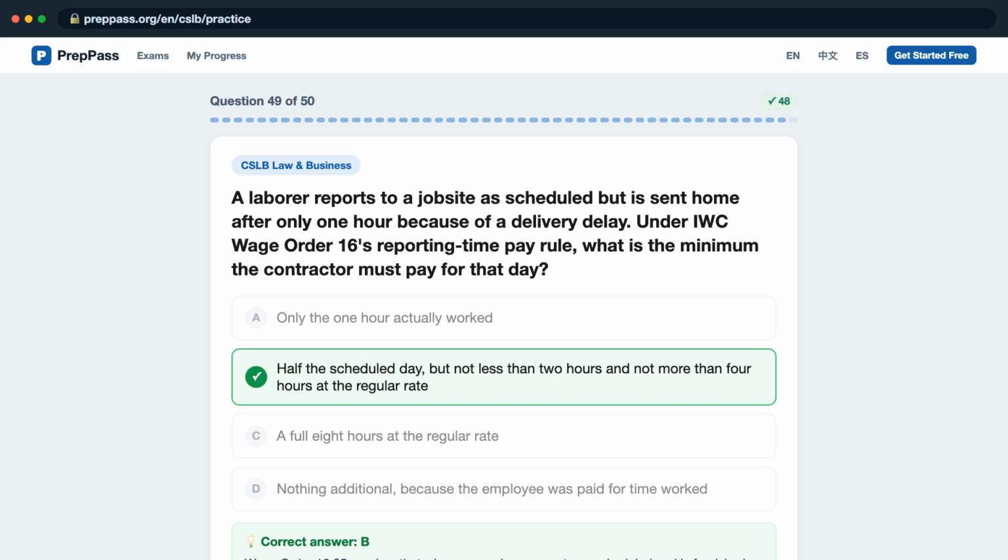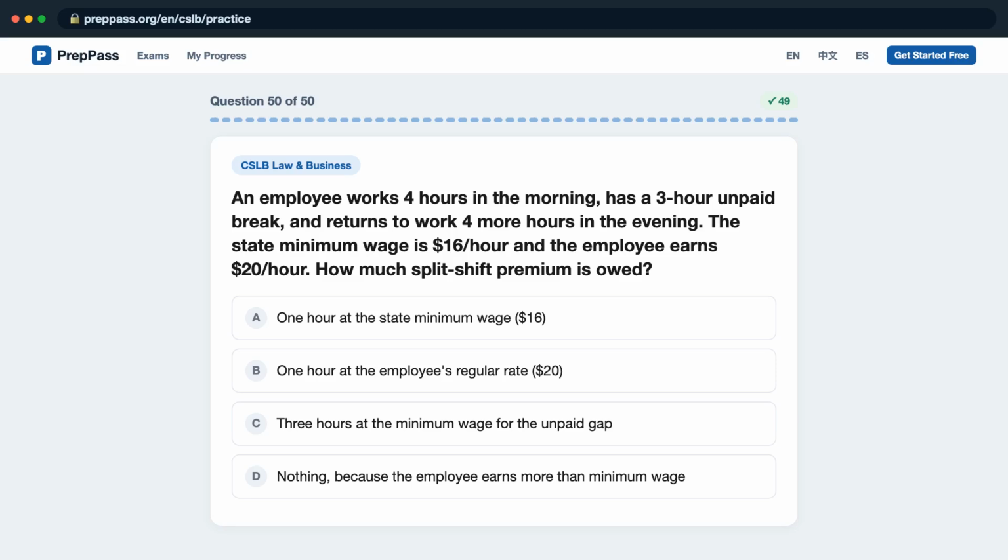D, nothing additional, because the employee was paid for time worked? The correct answer is B. Wage Order 16 Section 5 requires that when an employee reports as scheduled and is furnished less than half the usual day's work, the employer must pay for half the scheduled hours, with a minimum of 2 hours and a maximum of 4 hours at the regular rate.